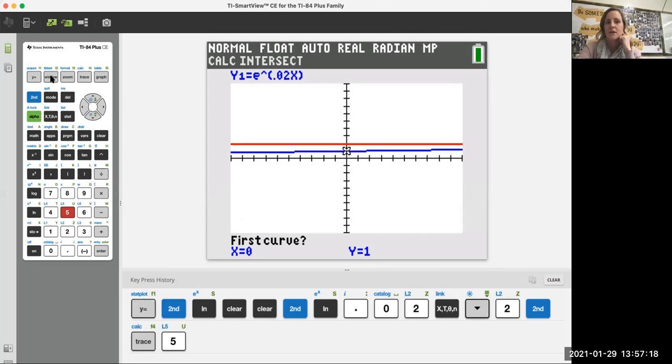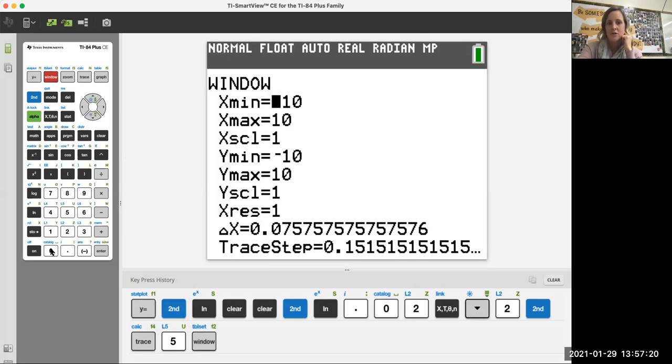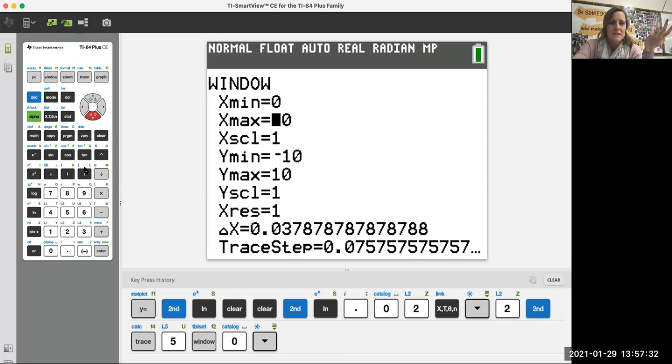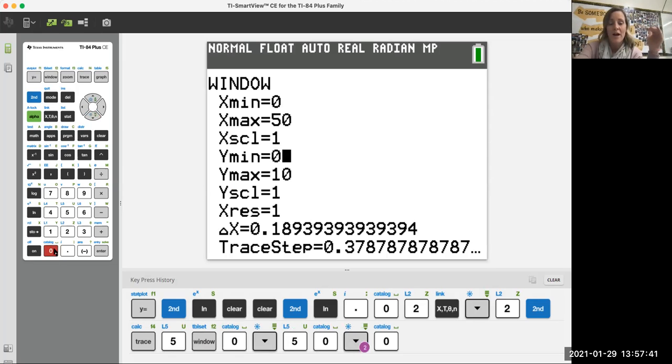change your window. First of all, we're not going to have negatives, so you can make your x minimum 0. Your x max, we're talking about how long it will take. So at this point, we don't know. Pick 50 or 60 just to be safe. And then our y, go down to y, we're not going to be below 0 there. And then we know that our y value max is at 2. So I'm just going to make my y max 5. You could leave it 10. It wouldn't be bad to leave it as 10. Okay, so that's my window.